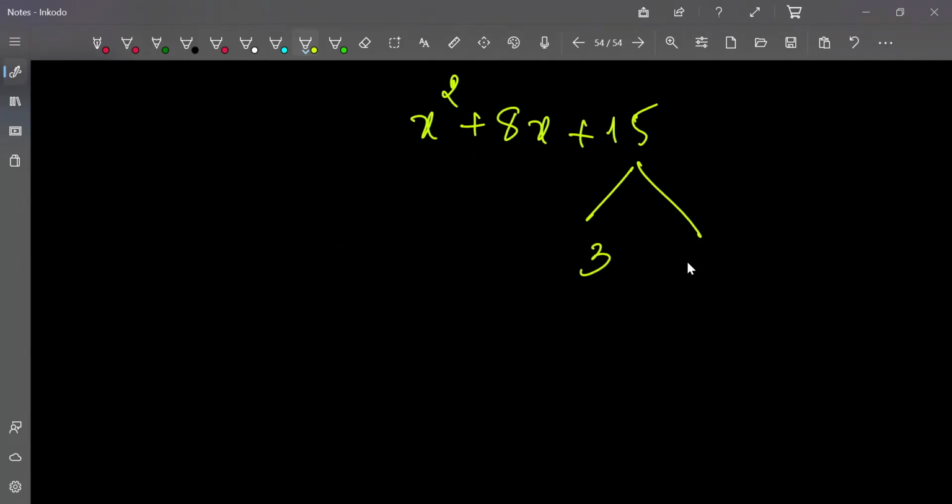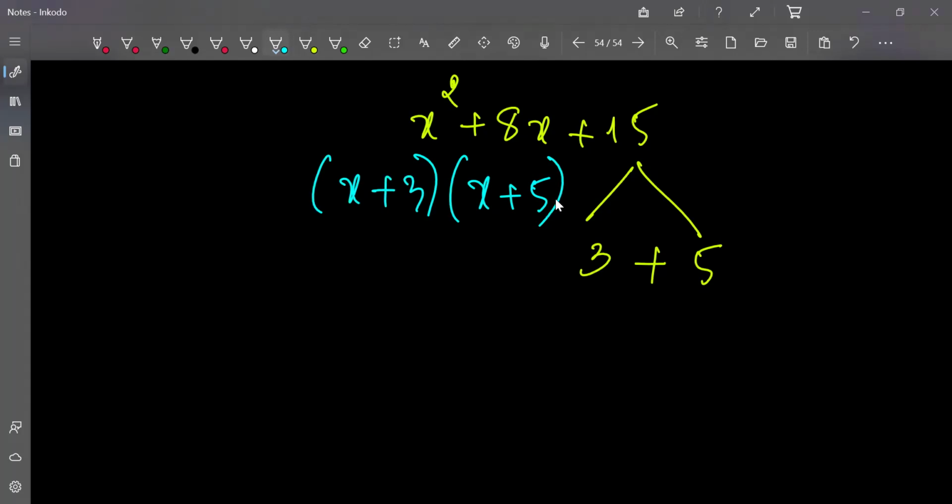Okay, so move to another example. If I have x squared plus 8x plus 15. So now find two numbers that multiply to equal 15 and add up to 8. Now 3 multiplied by 5 is 15 and it also adds up to 8. So now we don't need to find another pair because we found it with the first pair. Okay, so the expression becomes (x plus 3)(x plus 5).